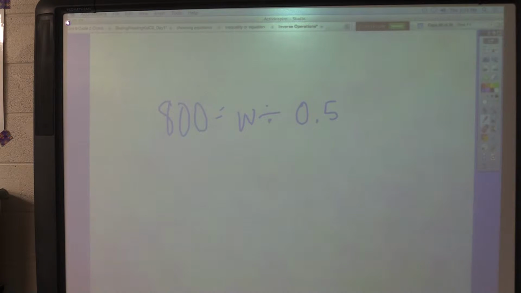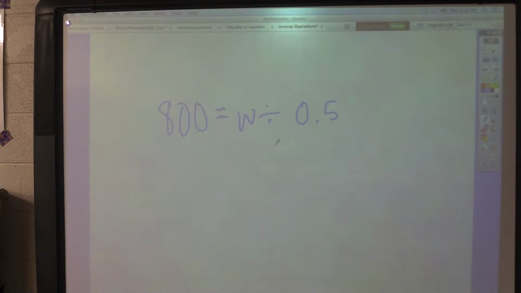Here is a problem that I'm going to demonstrate for my students how to solve to find the value of our variable W. And I'm going to be using the structure of this equation, which is Think Like a Mathematician number 7. I'm going to use the inverse operation to solve by breaking out the variable to determine its value. So what I have here is 800 equals W divided by half, or W divided by 5/10.